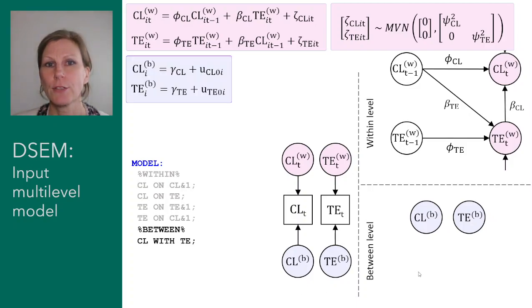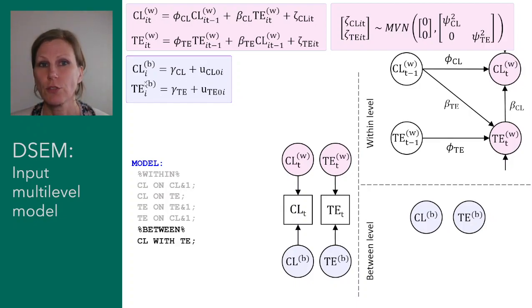And that implies that what we are going to have is just the closeness variable, the between part of this. So for person i, there's no subscript t because it does not vary. It's the between person component, so it doesn't vary over time. There is a grand mean for this, and that's indicated with gamma CL. And there is a person-specific deviation from that mean, and that's this u here, u CL0i, so it varies across individuals.